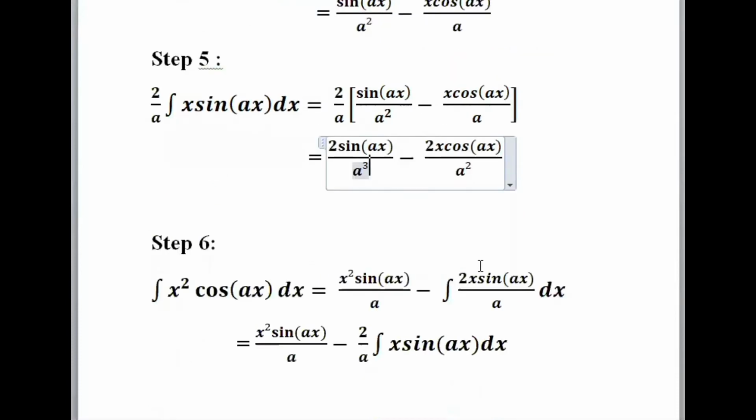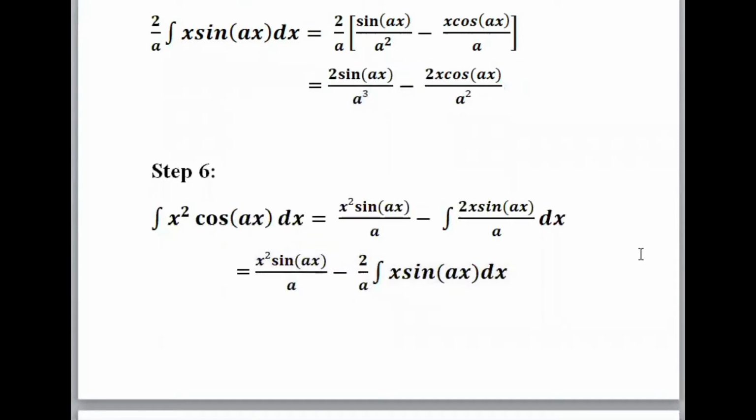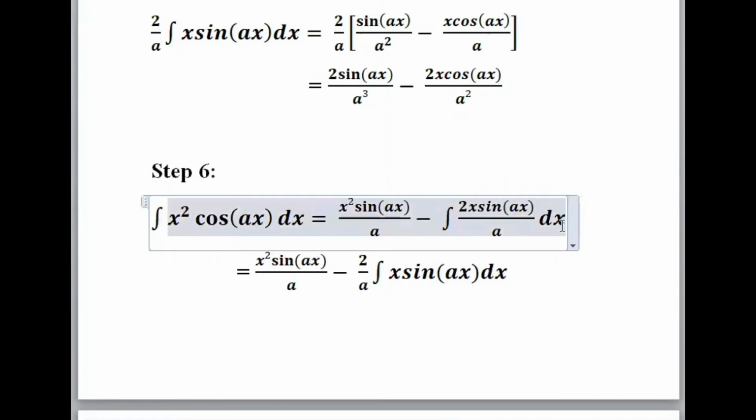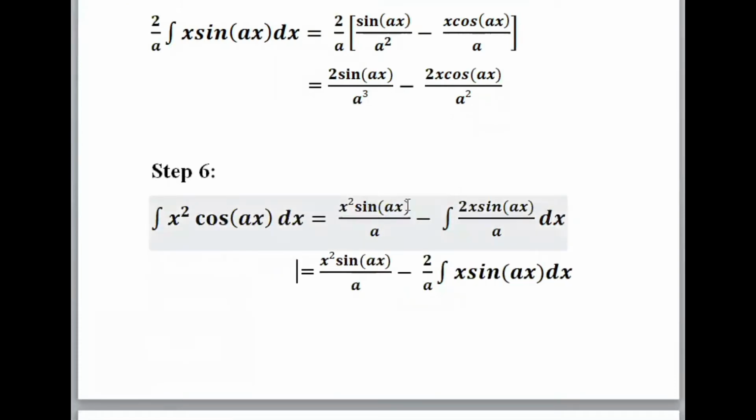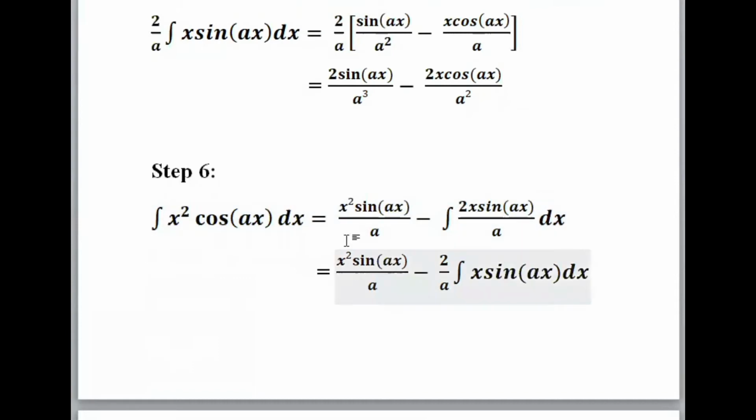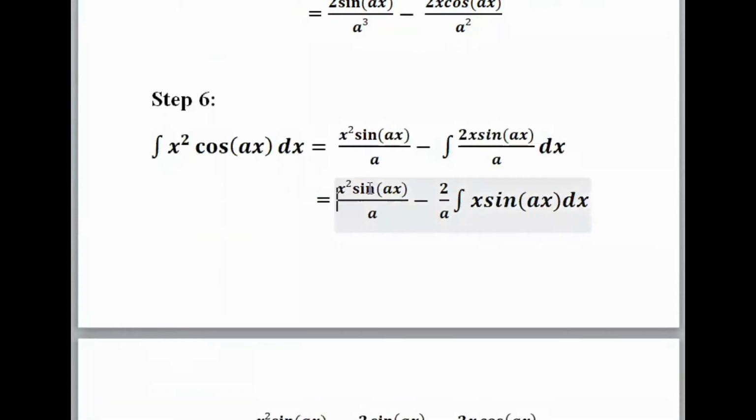For step 6, after we got the value of integrate 2x sine ax over a dx, we can solve the main question, which is integrate x squared cos ax dx equal to x squared sine ax over a minus integrate 2x sine ax over a dx. Write back, x squared sine ax over a minus 2 over a integrate x sine ax dx.